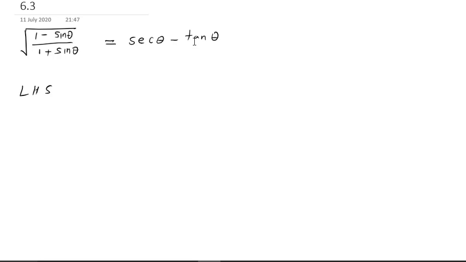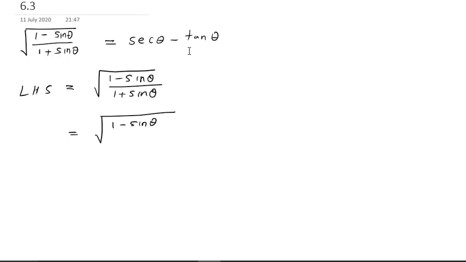LHS is equal to root of (1 minus sin theta) upon (1 plus sin theta). Now what we do here, we will rationalize the denominator. Rationalizing the denominator means I will multiply numerator and denominator, or I will say I will multiply and divide, by 1 minus sin theta.